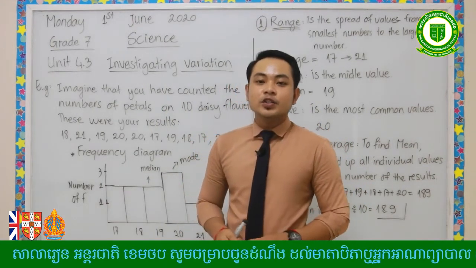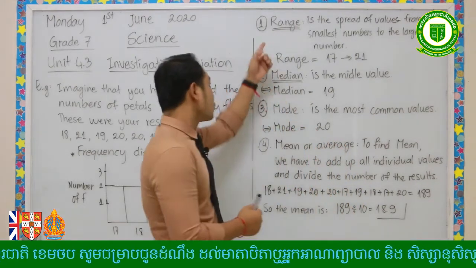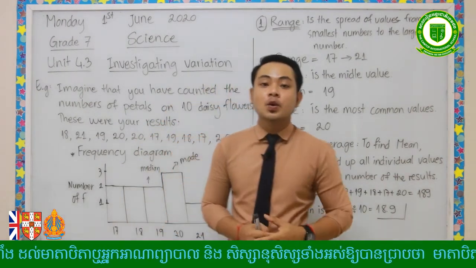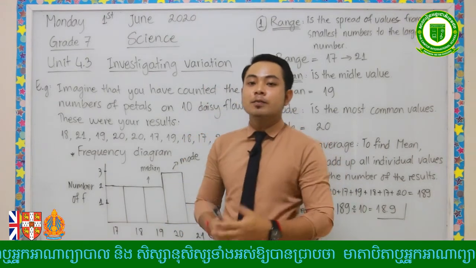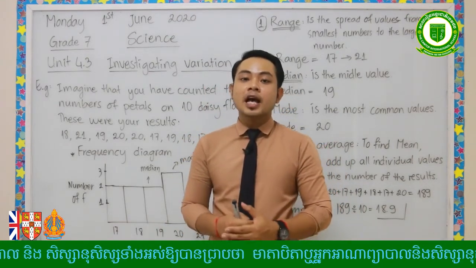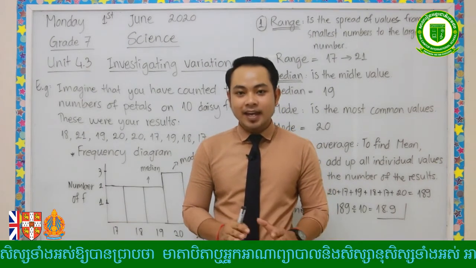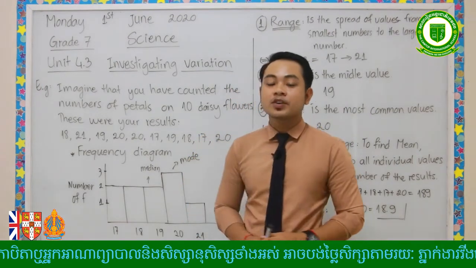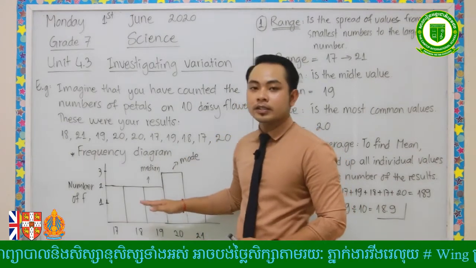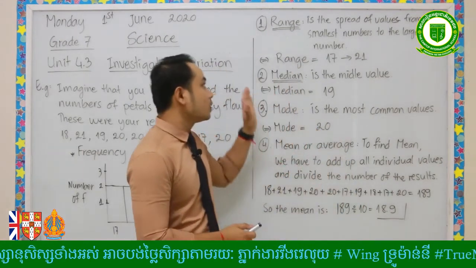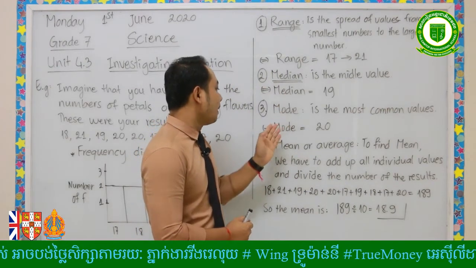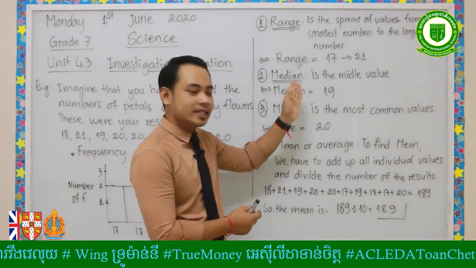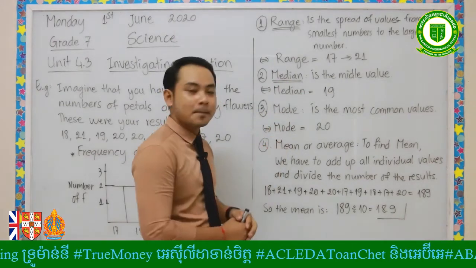In this lesson, you will know how to calculate the range, median, mode, and mean. And you will know how to differentiate between the individual members, and you are going to count the numbers of differences in one species. Let's take a look at the word problem first, then you will know how to draw the frequency diagram and calculate the range, median, mode, and mean. So you will know what is range, what is median, what is mode, and what is mean.